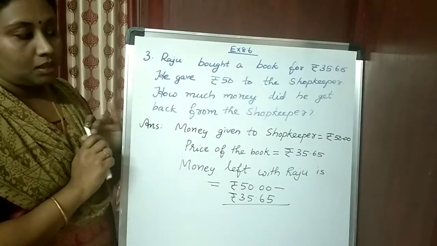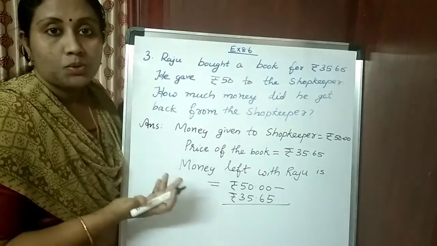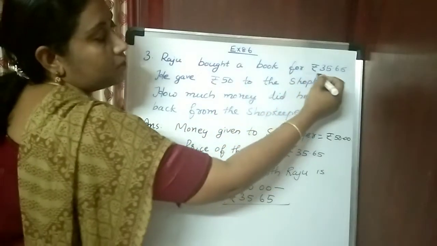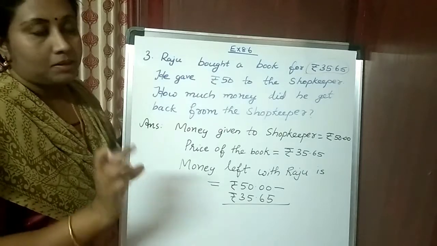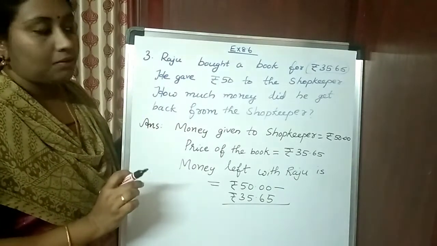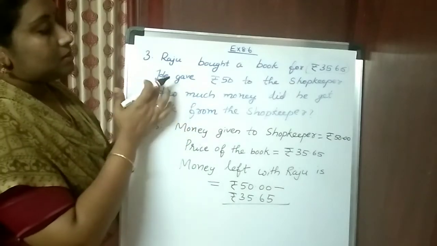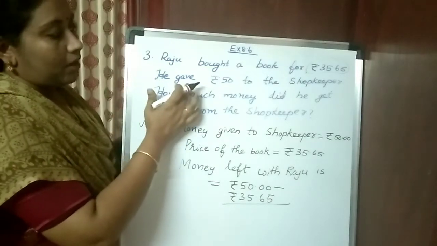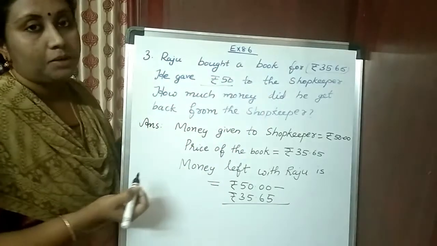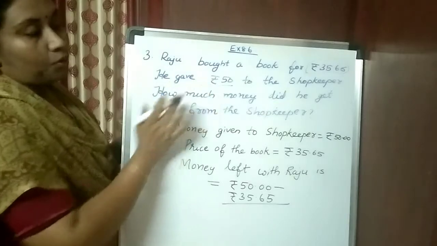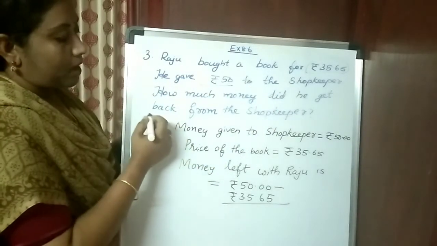Which are the given things in this question? Raju bought a book. And what is the cost of that book? Cost or price of that book is rupees 35 and 65 paise. You underline those given things. Then another given thing is he gave rupees 50 to the shopkeeper. He gave how much money? He gave rupees 50. Then how much money did he get back?